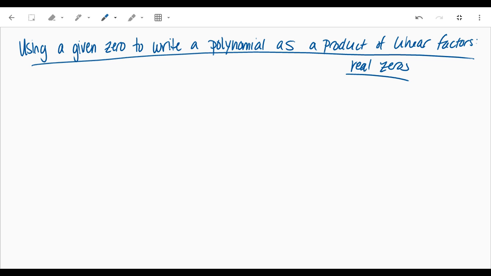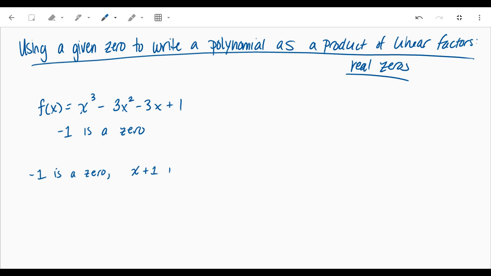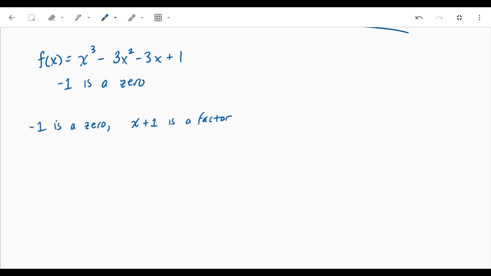So we have f of x is x cubed minus 3x squared minus 3x plus 1, and we're supposed to write it as a product of linear factors. So you're like, we don't know how to factor that. And you're right, we don't. But they give you that negative 1 is a 0, so they want you to factor this knowing that negative 1 is a 0. Since negative 1 is a 0, x plus 1 is a factor, and I can factor it out through long division.